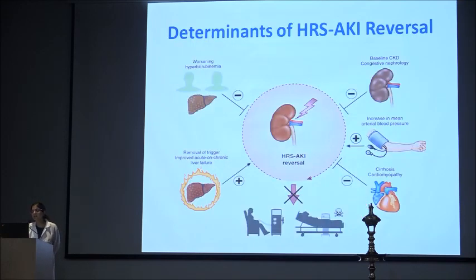This diagram shows the determinants of HRS-AKI reversal. As we can see, worsening hyperbilirubinemia, baseline CKD status, or if the patient is cirrhotic having cirrhotic cardiomyopathy, these are poor determinants of AKI reversal. Whereas when we remove the triggers, and there is improved status of acute and chronic liver failure, these are the conditions where there's a possibility of reversal of HRS-AKI.